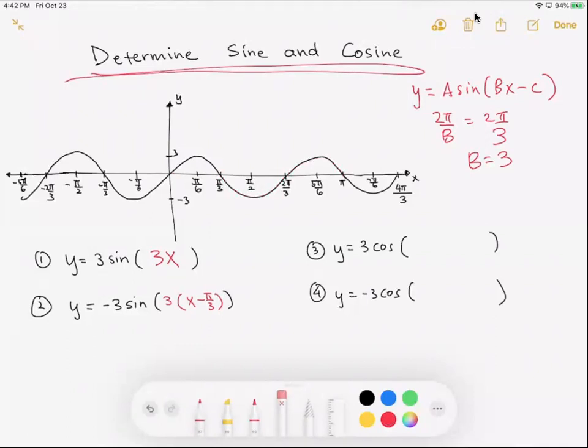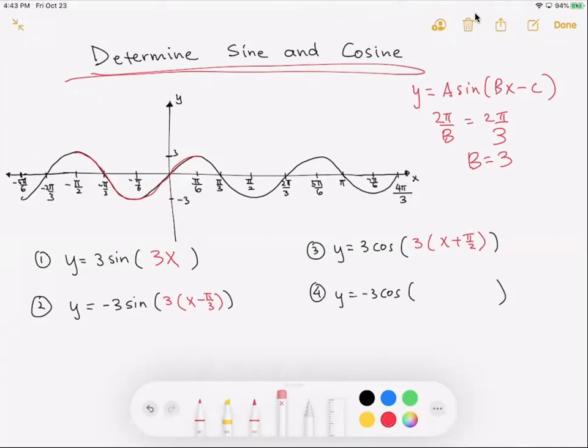For number 3, let's use the negative side of the x-axis. From negative pi over 2 to pi over 6, it looks like a regular cosine graph. And the b value doesn't change, but there was a phase shift to the left pi over 2. So your equation for number 3 should be y equals 3 cosine 3 parentheses x plus pi over 2.